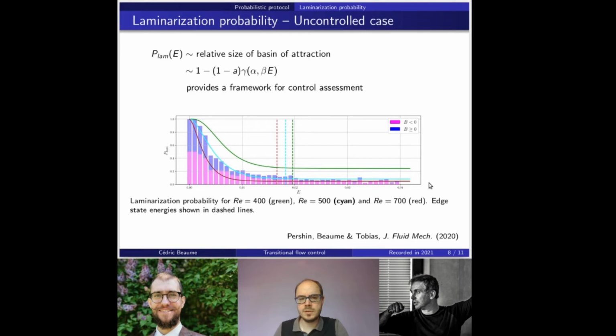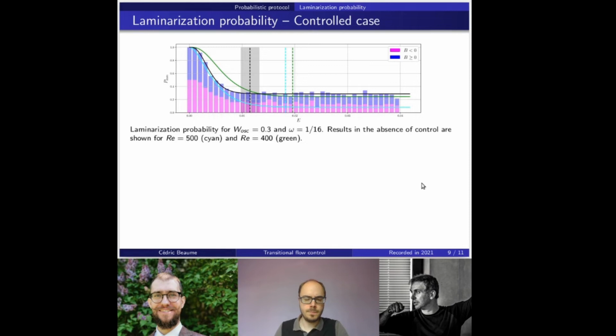So then, since we have this laminarization probability now, we understand that it represents a measure of the relative size of the basin of attraction of the laminar flow. It also provides a solid framework to quantify the efficiency of control strategies. So we're going to compare these results to those in the case of control. The results shown here using the bars are those obtained for Reynolds number 500 and a control amplitude of 0.3 and a control frequency of 1/16. They're fitted using this black curve, and you can compare them to the cyan curve there, which corresponds to the uncontrolled case explained on the previous slide.